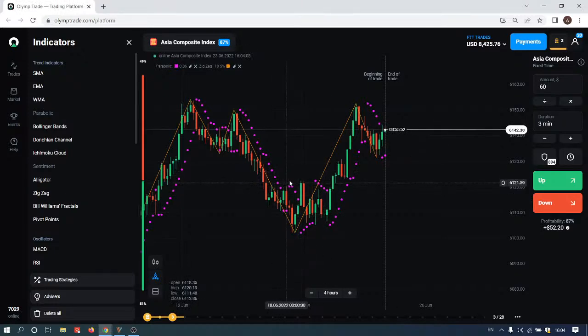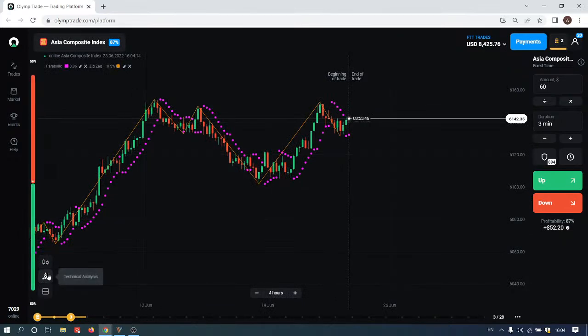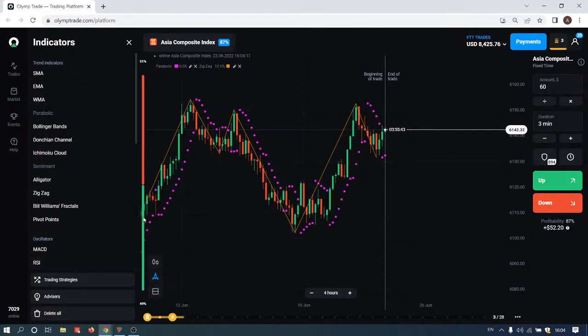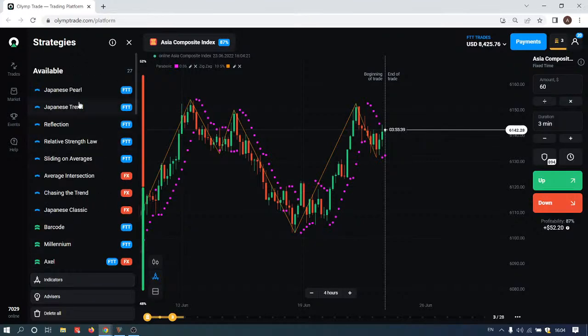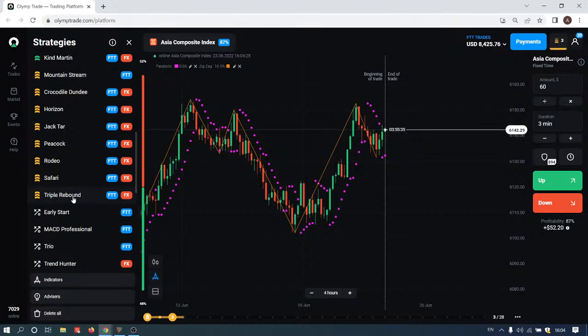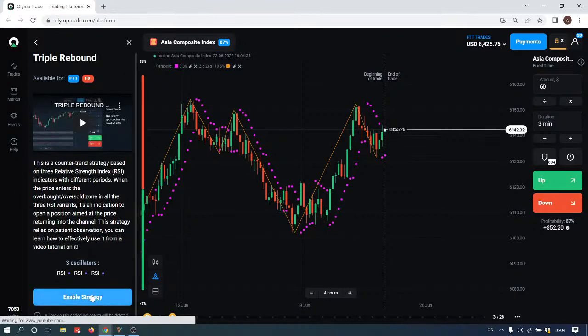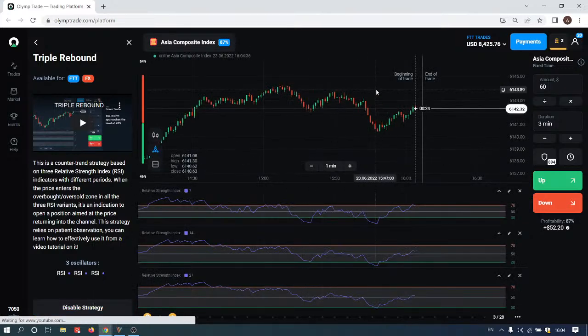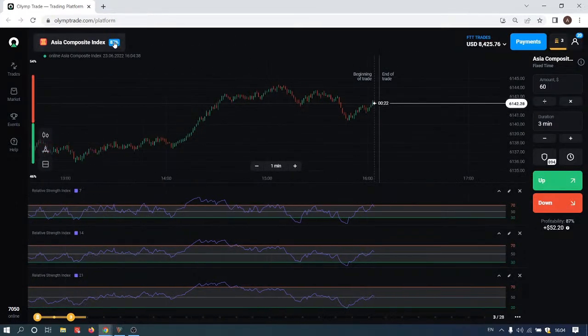So first of all, let me go ahead and switch on this trading strategy. First I need to go to this little technical analysis button, so I need to click it. Then I need to select trading strategies, and at the bottom of the expert trading strategies lies the triple rebound strategy. So I click once, I click twice, and voila, here is this strategy.